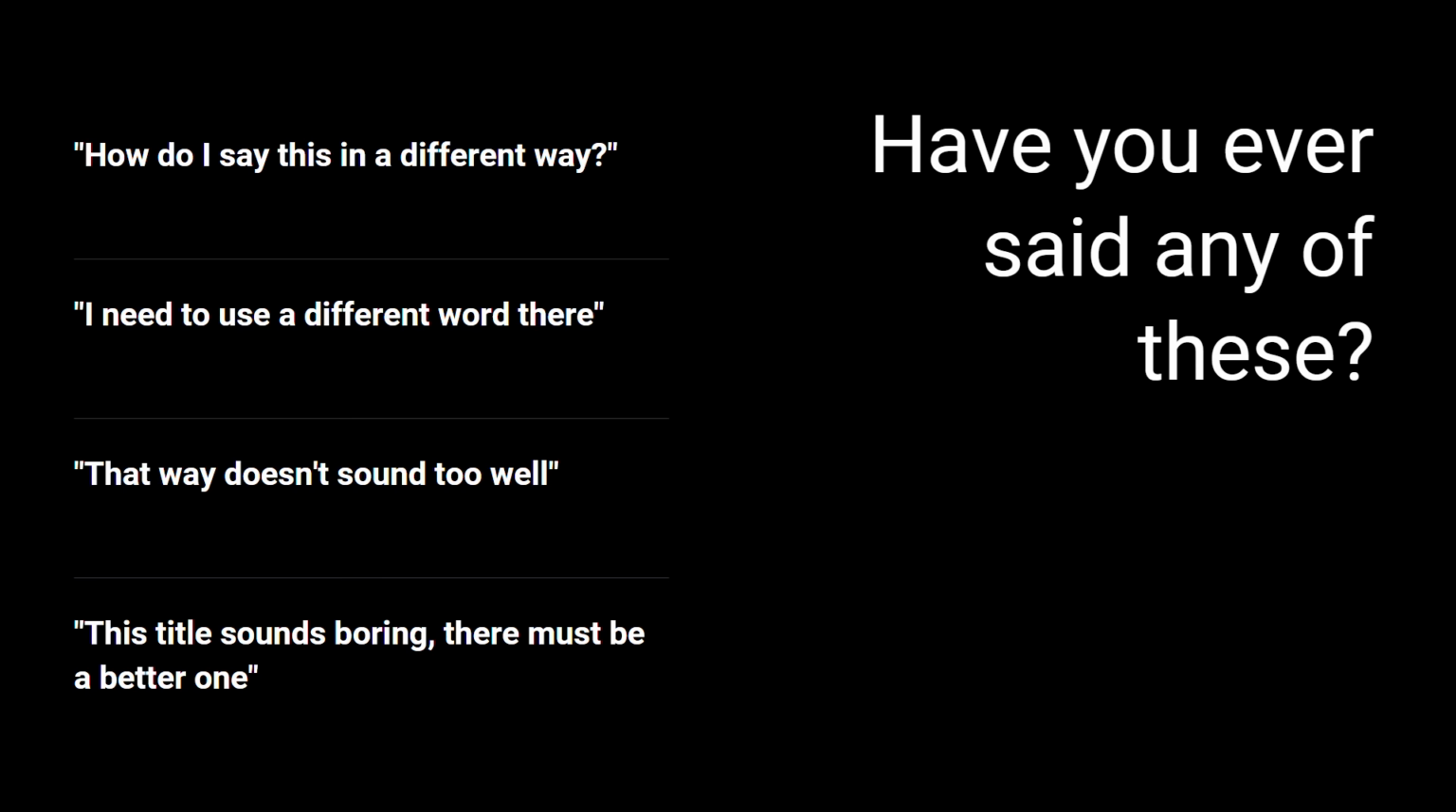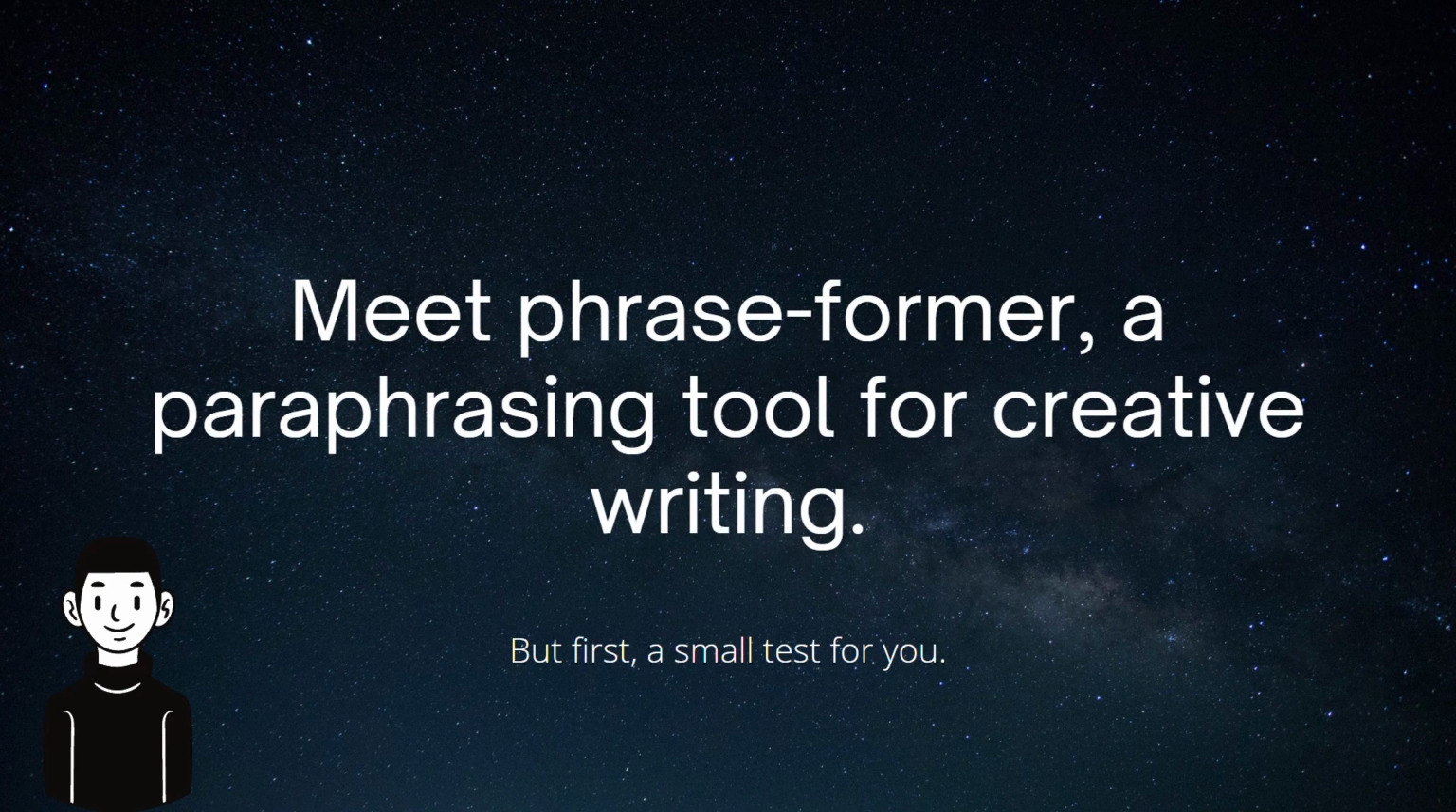And so, we need a tool that aids you in your writing by providing variations of your original sentences, phrases, or ideas. Meet PhraseFormer, a paraphrasing tool for creative writing. It uses a contemporary deep learning model and a special decoding algorithm to generate variations of phrases and text into sentences that hold similar meaning or context.